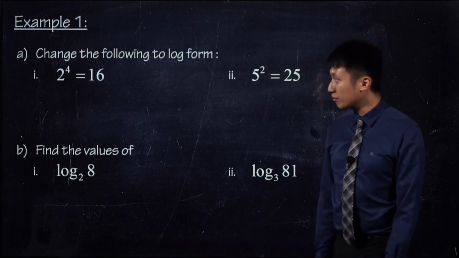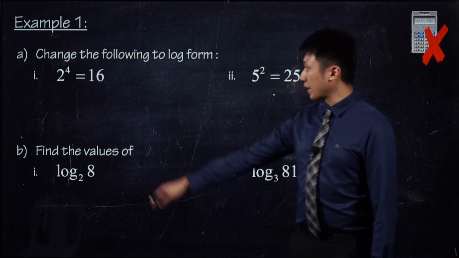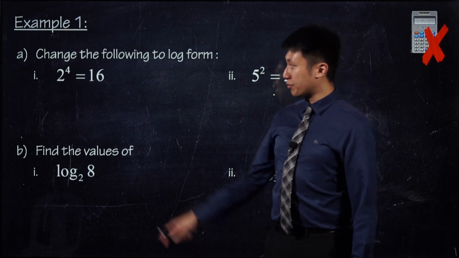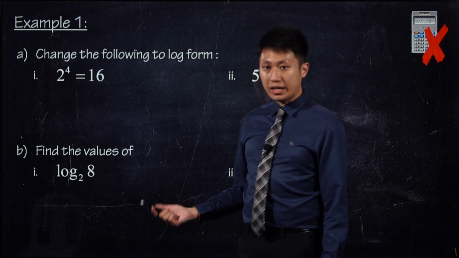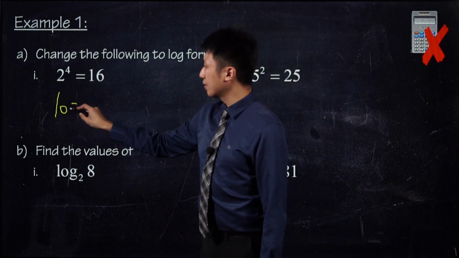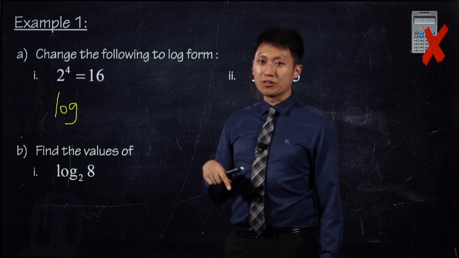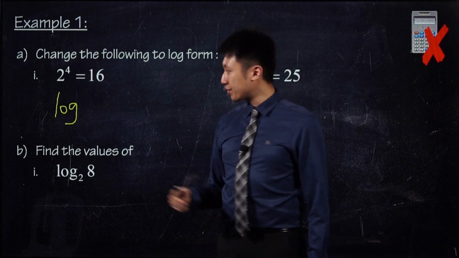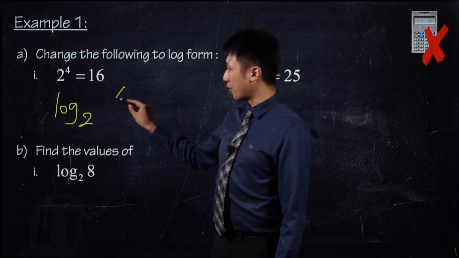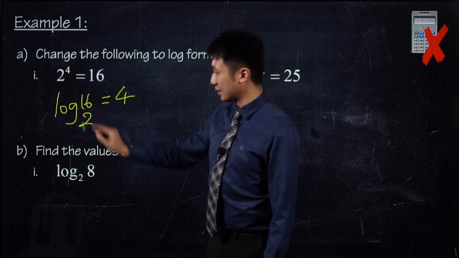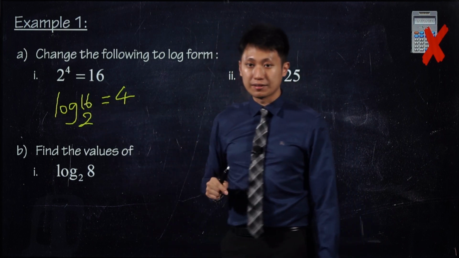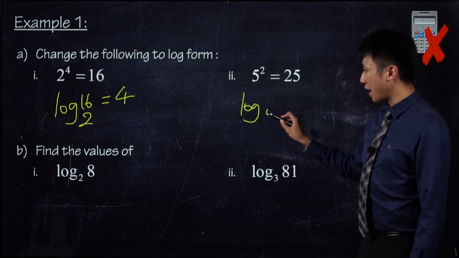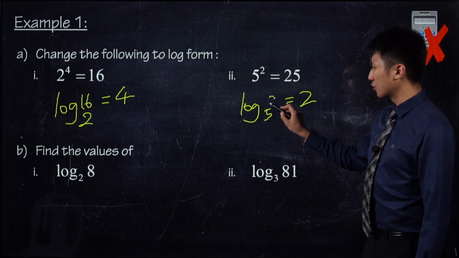Next, let's look at this example. Change the following to log form. How are you going to do it? 2 to the power of 4 is 16. So what can you do? You have log. On the log side, there are two things, so you cross over here, then cross over to here. So it's log base 2 of 16 is equal to 4. That's how you do it. Next, 5 squared is equal to 25. Similarly, we have log base 5 of 25 is equal to 2.